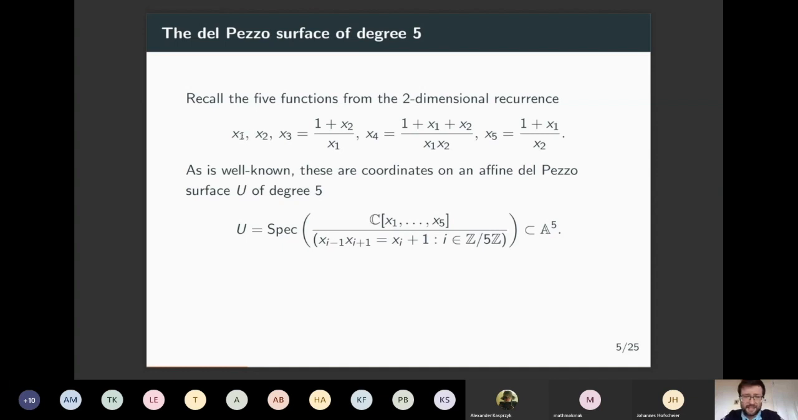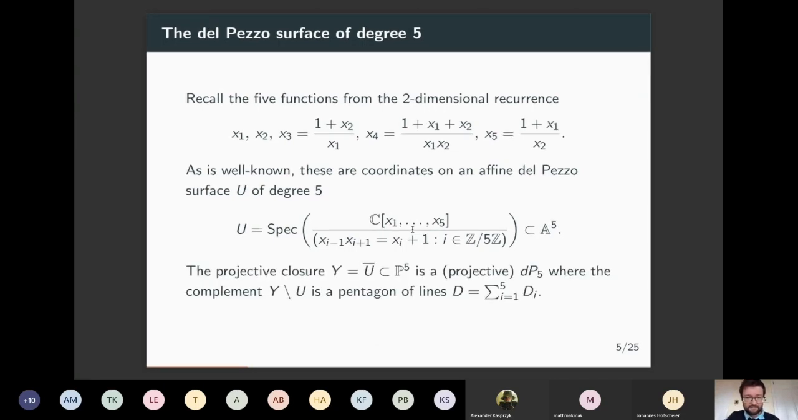So that ideal is actually just generated by the 5 equations that say x1 times x3 is x2 plus 1, x2 times x4 is x3 plus 1, x3 times x5 is x4 plus 1, x4 times x1 is x5 plus 1, and x5 times x2 is x3 plus 1. So very concretely, it's just an affine surface in 5-dimensional space, given by these 5 equations. I have an affine surface, I can take the projective closure of that, and this turns out to be a projective del Pezzo surface of degree 5, a dP5.